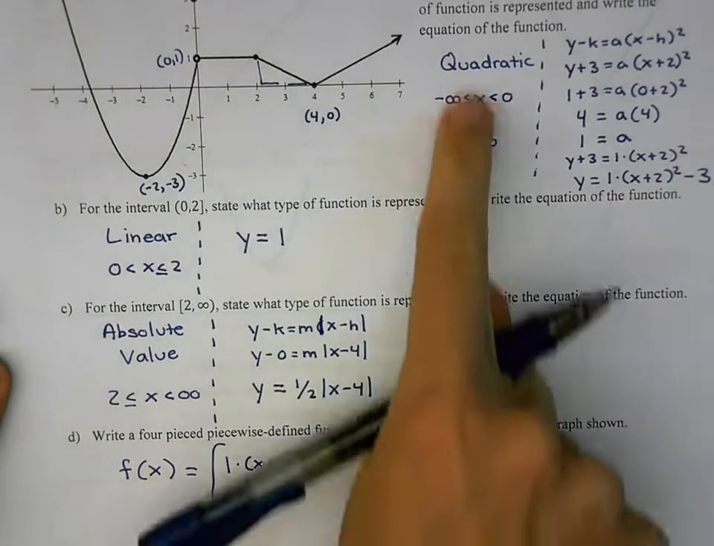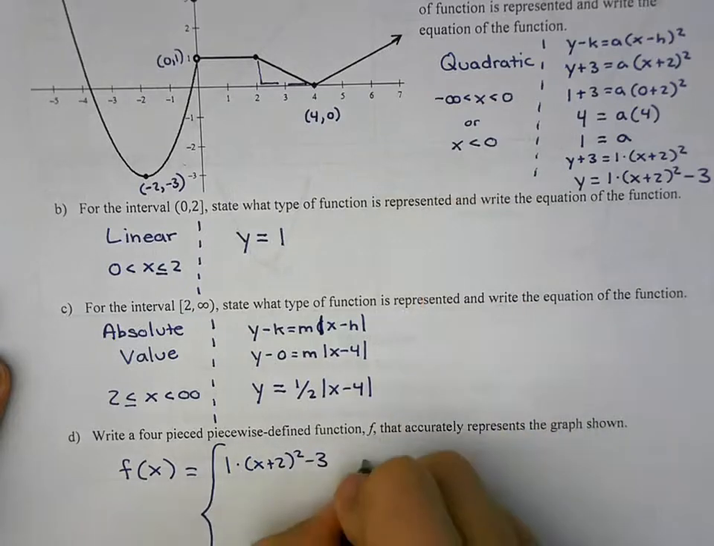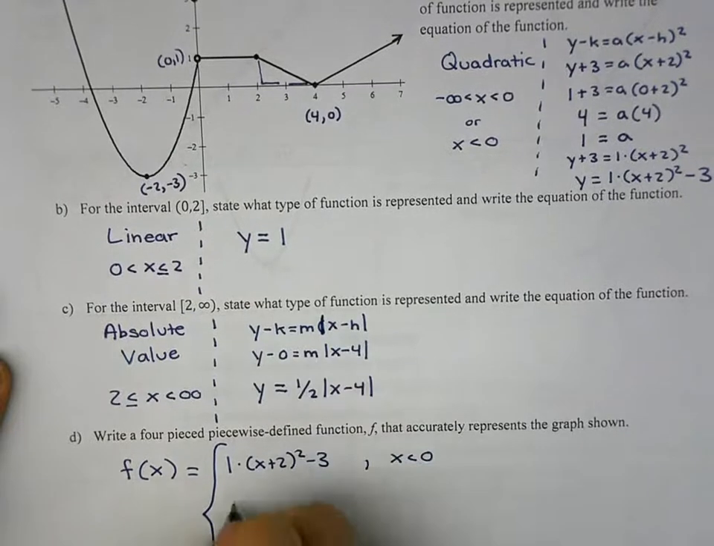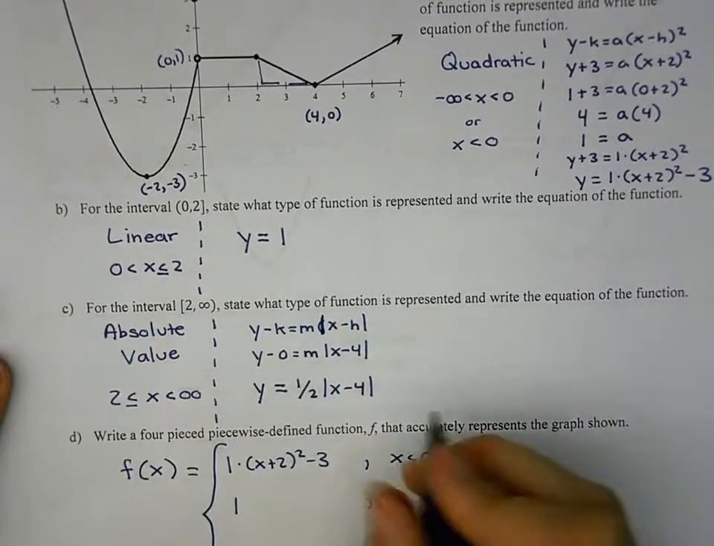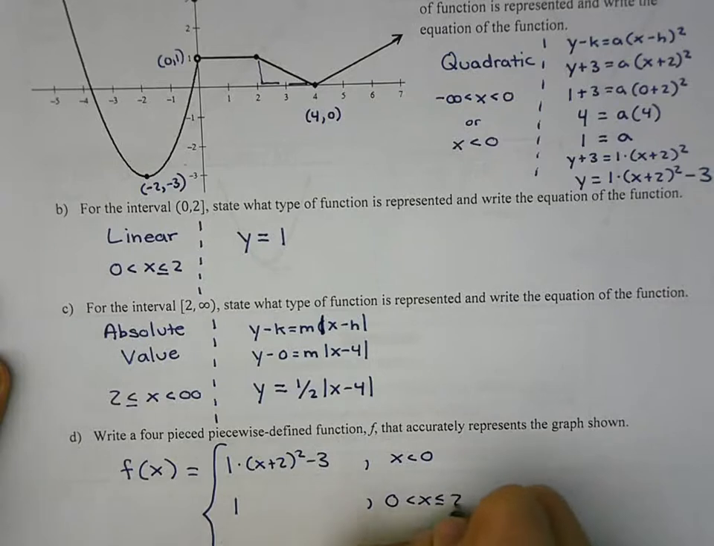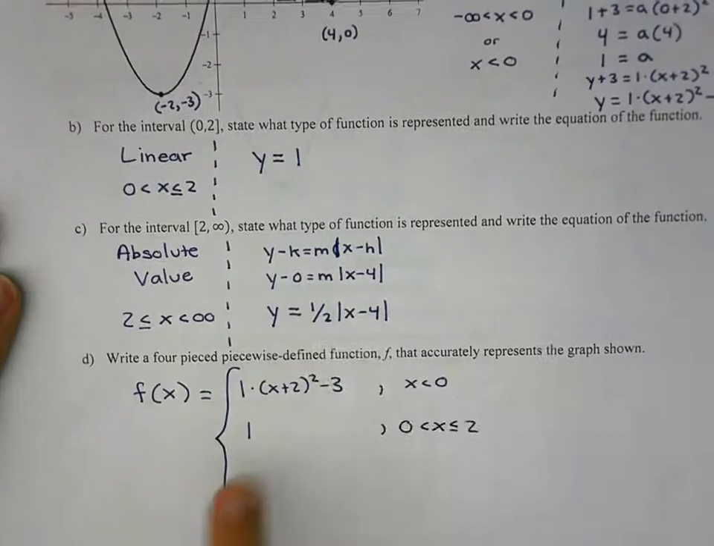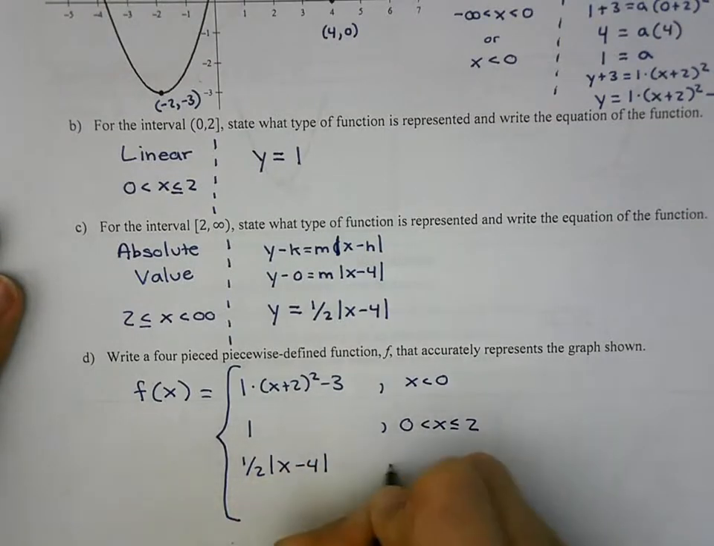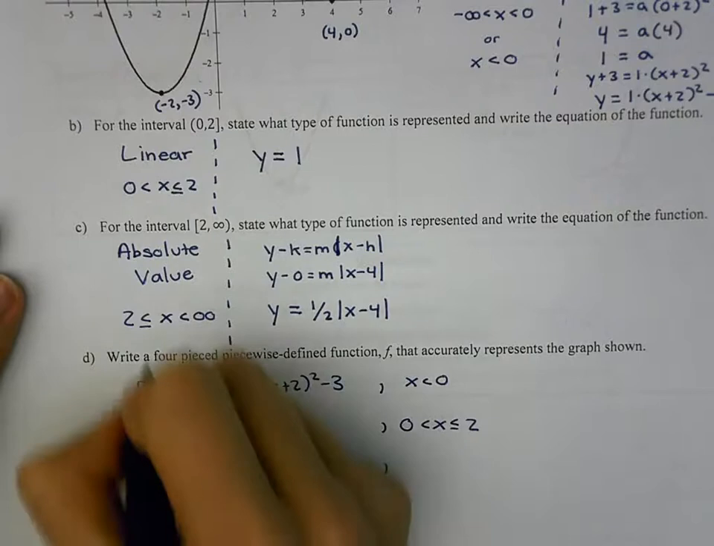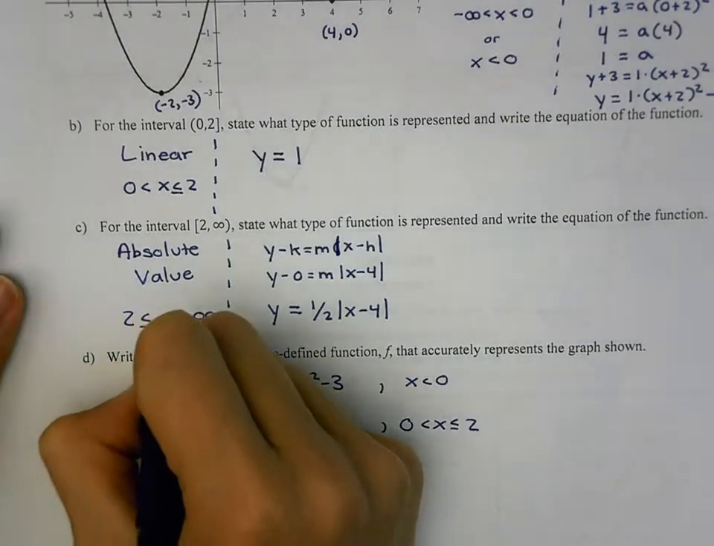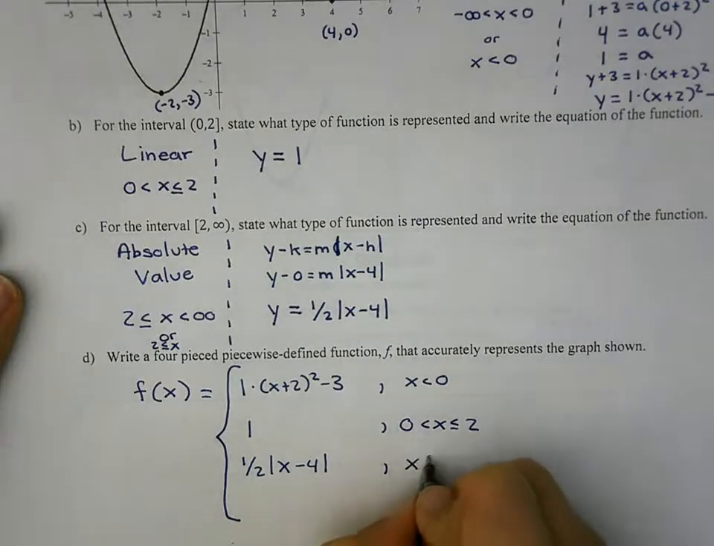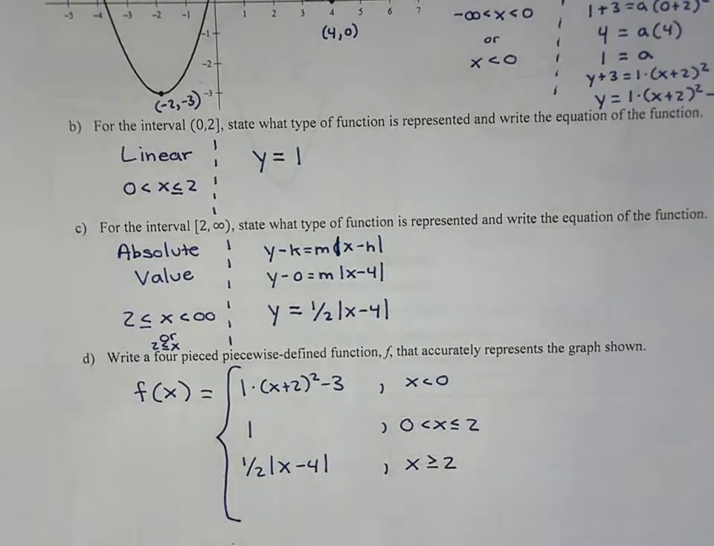Remember, either one of these works. I could write my linear, y equals 1 with its restricted domain. I could write my absolute value, 1/2 absolute value of x minus 4 with its restricted domain. This one also, by the way, could just be greater than or equal to 2 if you didn't want to go all the way to infinity. Or you could write it as to infinity. That's fine as well, if you'd prefer to write it like this, you can.